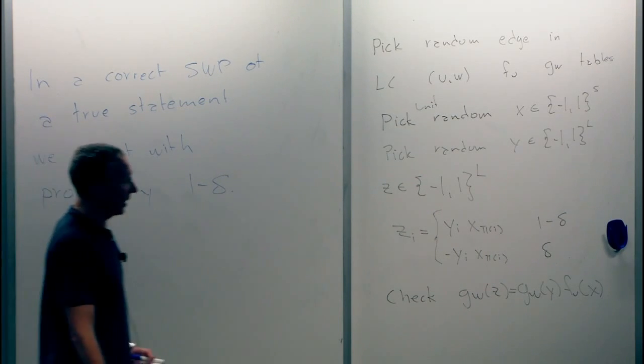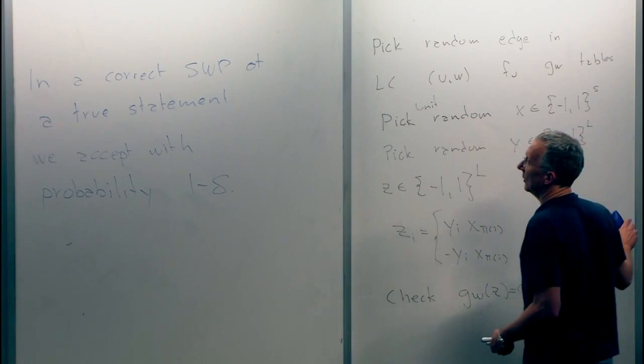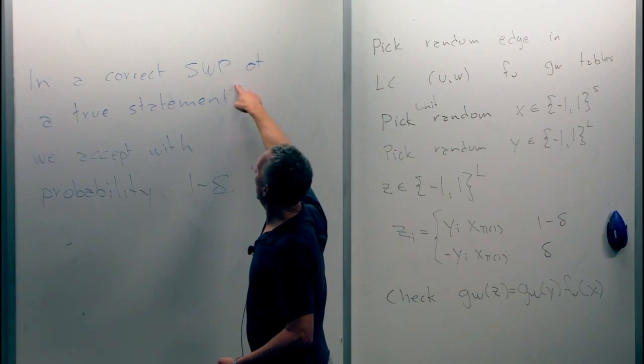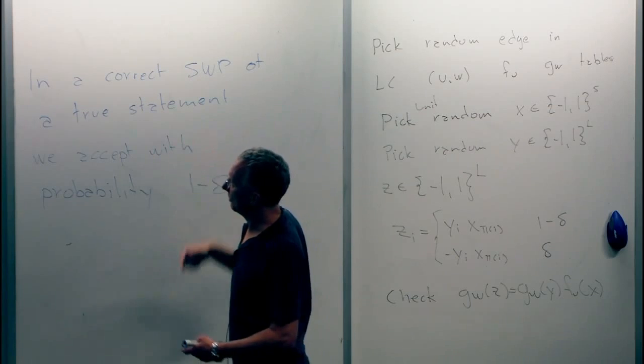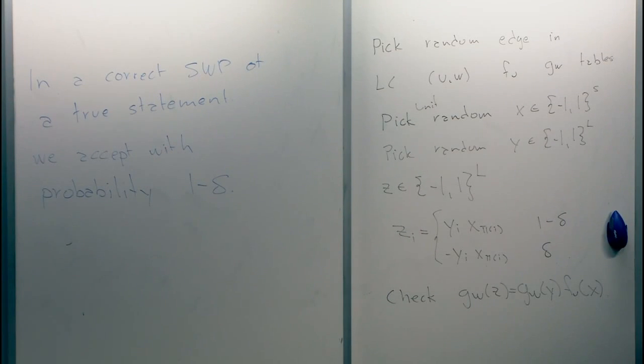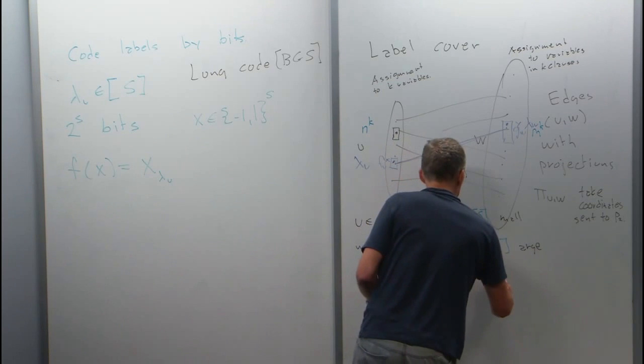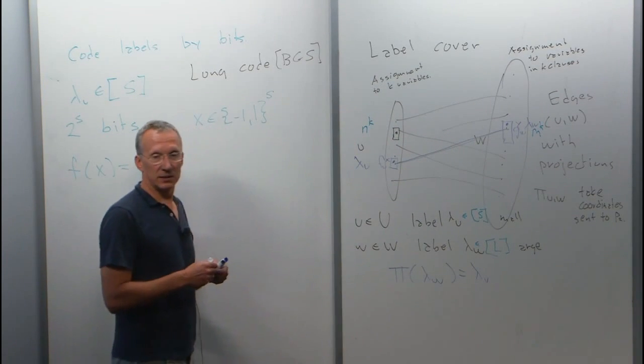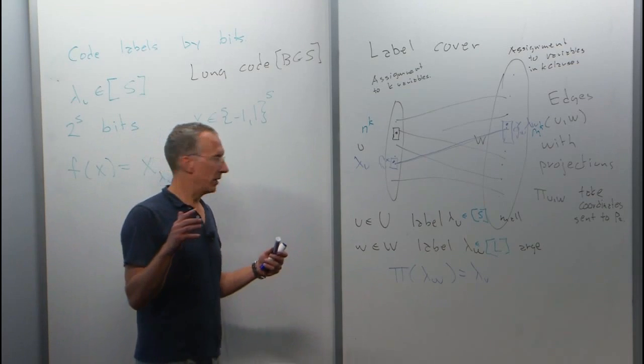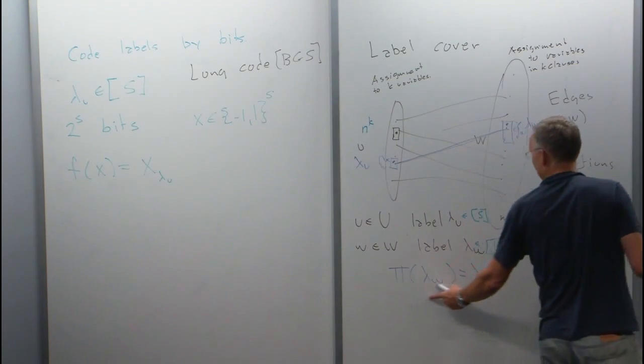Okay, so let's try to unravel this statement we just had. What do I mean by a correct standard written proof? Well, at each point here sits a label. This guy has a label lambda u and this has a label lambda w. And we have the property that the projection of lambda w is equal to lambda v. That's exactly what it says. That's on the label cover level.